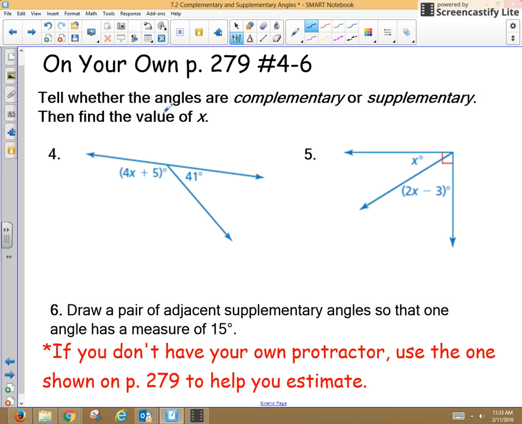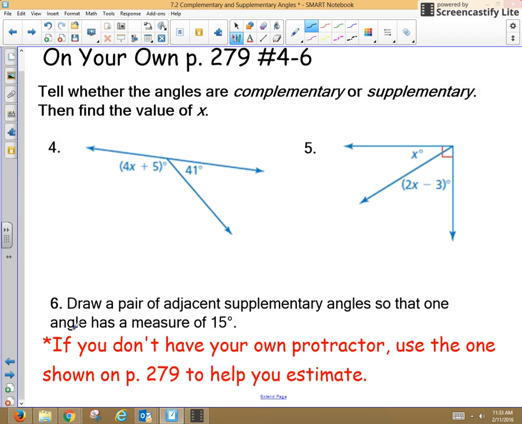Now I would like you to tell me on 4 and 5 if the angles are complementary or supplementary, and then find the value of x. And then for number 6, if you can draw a pair of adjacent supplementary angles so that one measure is only 15 degrees. Now, if you don't have a protractor, it's okay. Use the one in your book on page 279, and that will help you estimate the 15-degree measurement.